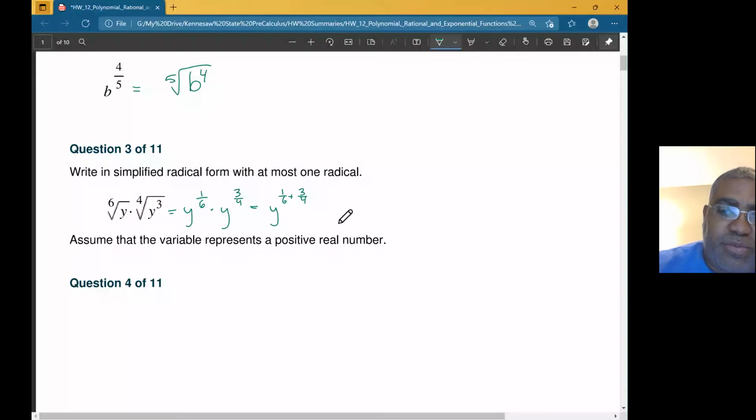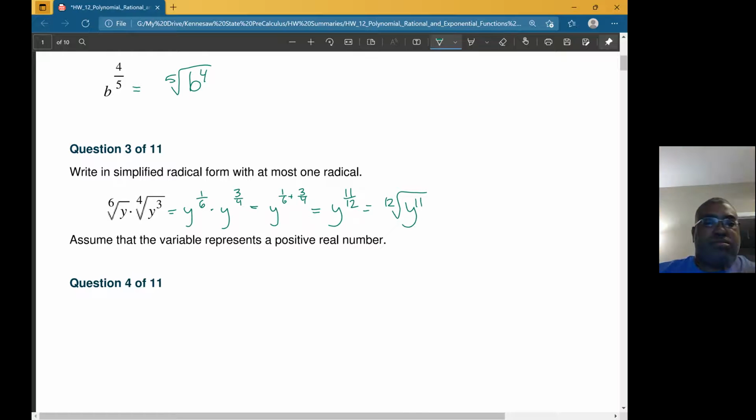Okay, so this becomes y to the 11 over 12, which is the 12th root of y to the 11th. Okay, I have the calculator up here. I thought that it was a little easier to use it. Maybe not, but we'll just see then.